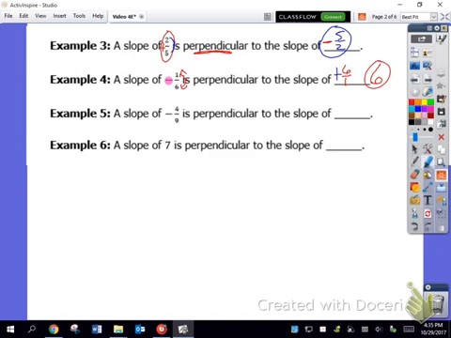On example 5, I have a negative, so my slope would have to be positive, and then I'd have to take the reciprocal. So I have to flip, so that'd be 9/4. So +9/4. The second one, example 6, this is a positive, so my slope would have to be negative. And I have to take the reciprocal, but there's not a denominator, so remember, put 7/1. Now flip it, and it'd be 1/7. So my slope would be -1/7.